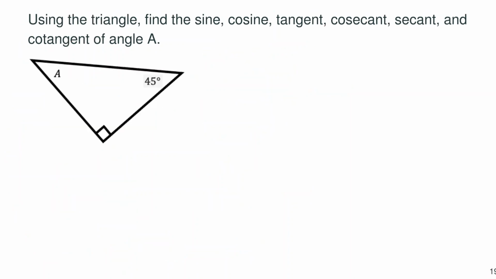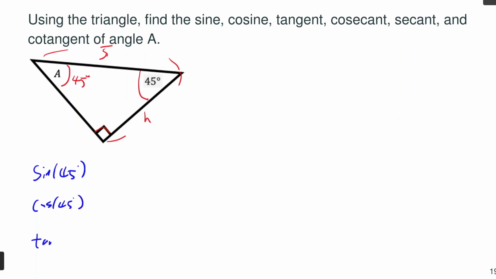Using the triangle, find sine, cosine, tangent, cosecant, secant, and cotangent of angle A. Here they actually give us this angle 45, and this is 90, then this also must be 45 degrees. Okay. So even if they give us the length here, let's say it's like h, maybe this is 5, because we know the angle, we can just use sine, cosine, tangent of 45 degrees to find the values. So sine of 45 degrees, cosine of 45 degrees, tangent of 45 degrees.